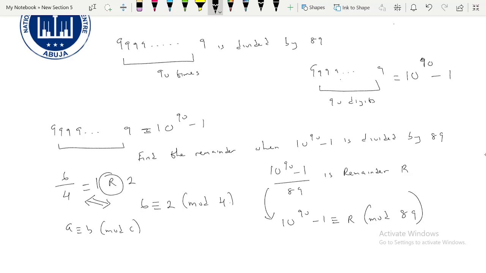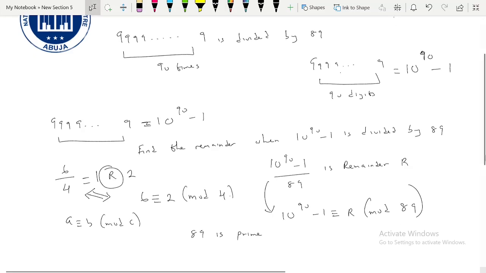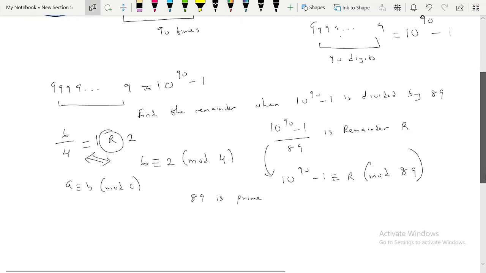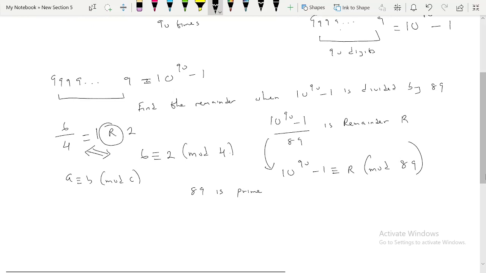For this, you can see 89 is prime. 89 is a prime number. There are no composite factors for that. The only factors of 89 are 1 and itself. So if you recall, Fermat's little theorem is very clear on this.